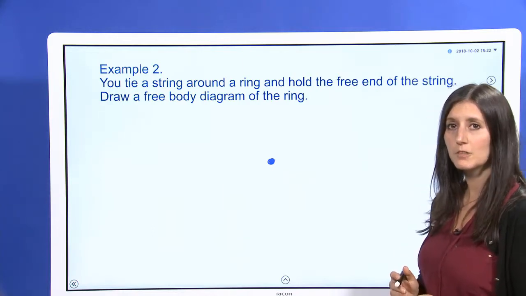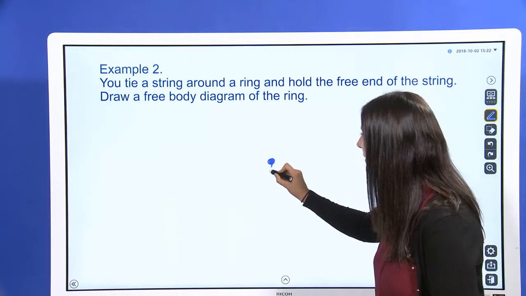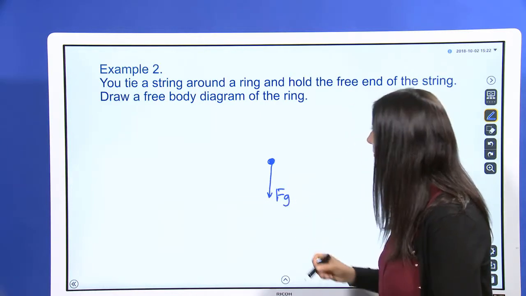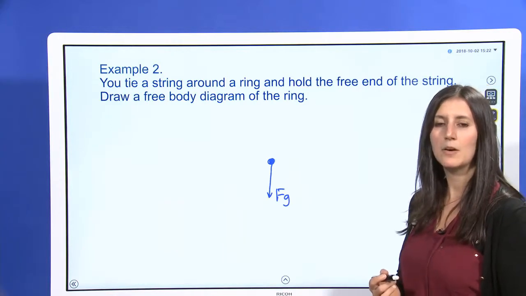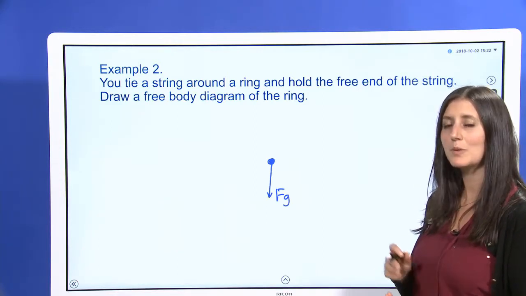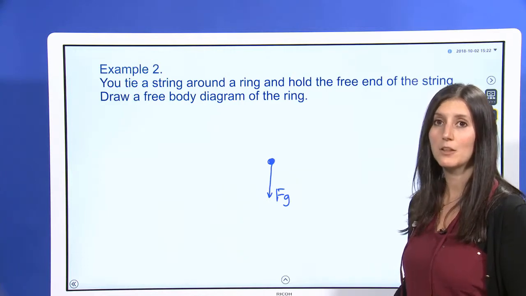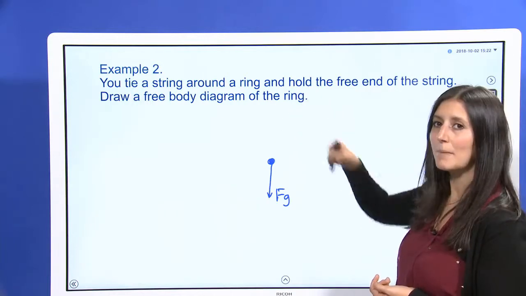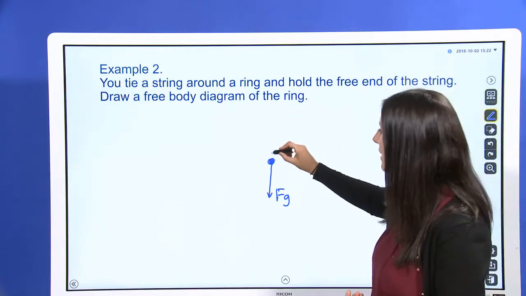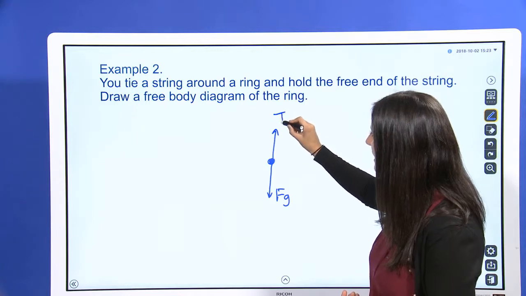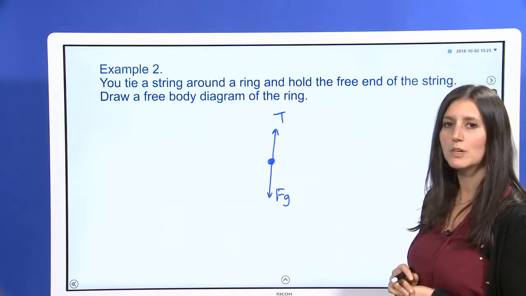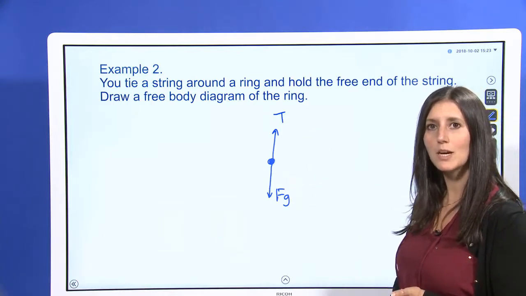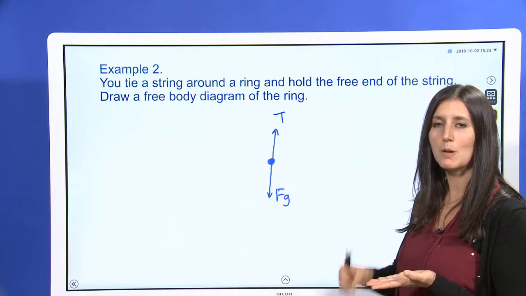So we always have a force of gravity, so let's put that in. Force of gravity always acts straight down. And now, if that was the only force acting on the ring, it would be falling down. So there must be another force that's keeping it from falling. It's being pulled up by a string. So there's a force of tension. So I'm going to call that T for tension. That's my tension force. It's equal in magnitude to the force of gravity, but it's going in the opposite direction, keeping the ring from falling down.